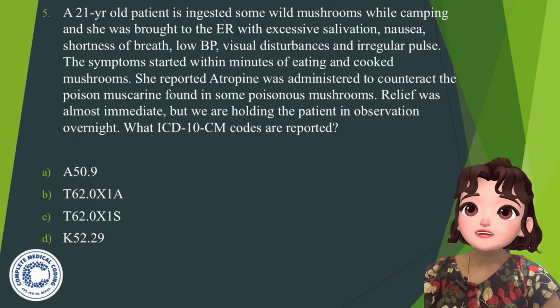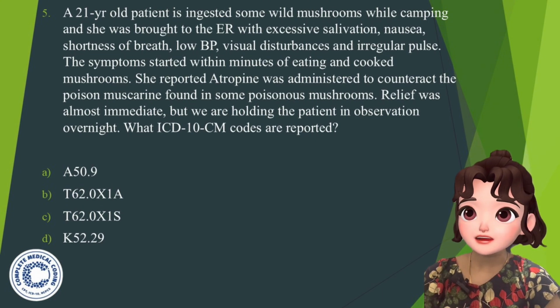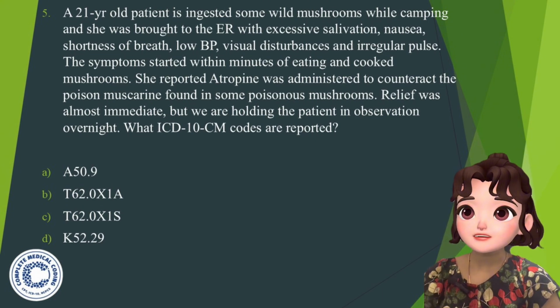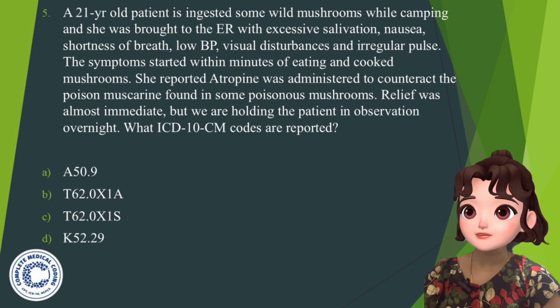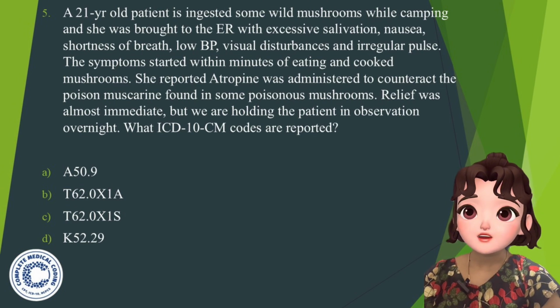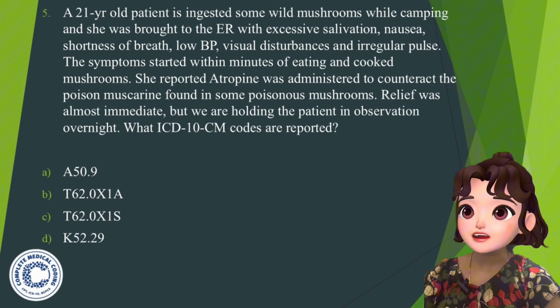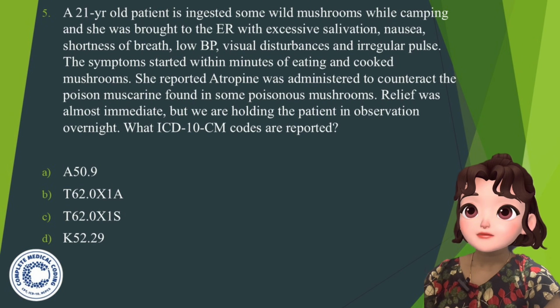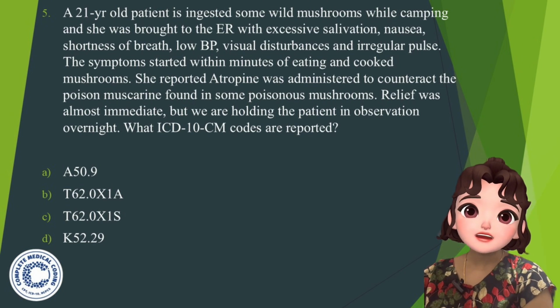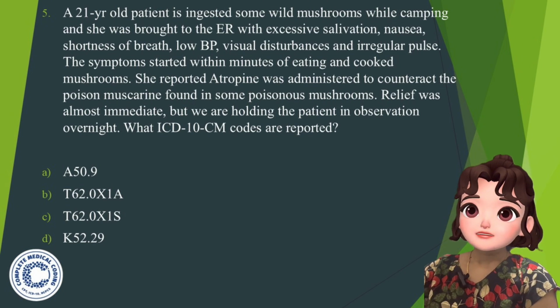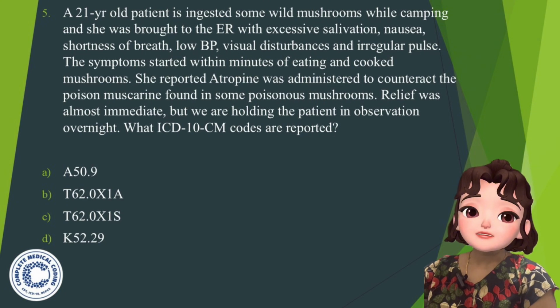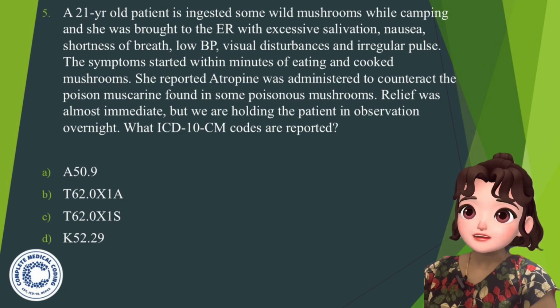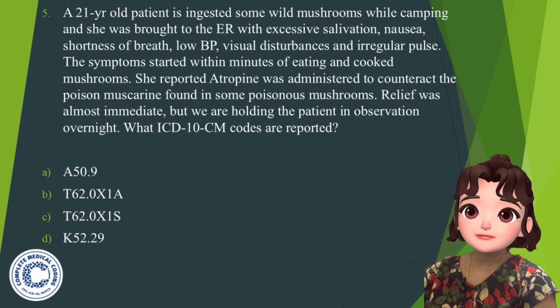So here are the other symptoms which are mentioned. What are they? Excessive salivation, nausea, shortness of breath, low blood pressure, visual disturbances, irregular pulse. All these are symptoms. But we already have the diagnosis as ingestion of poisonous mushrooms. That is what we need exactly. And the poison is also mentioned, muscarine. Okay, let's find it out.